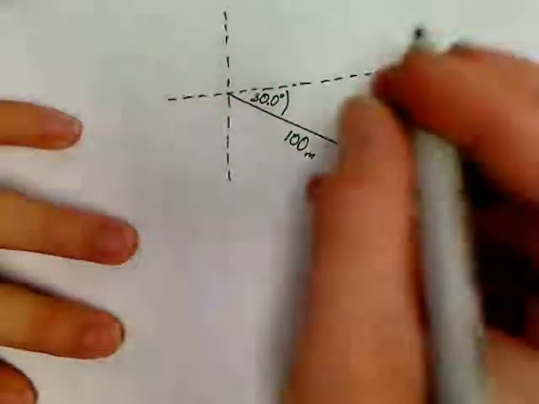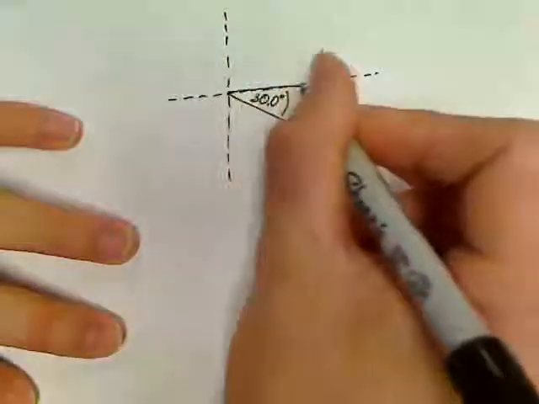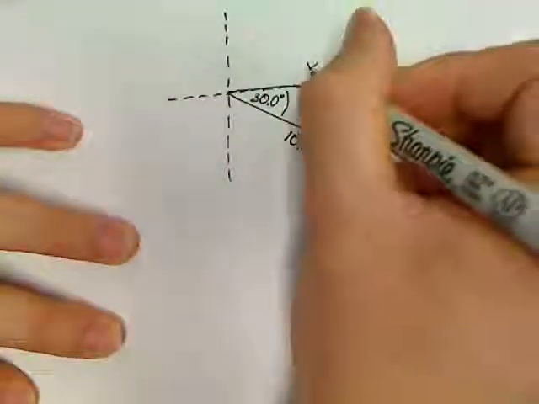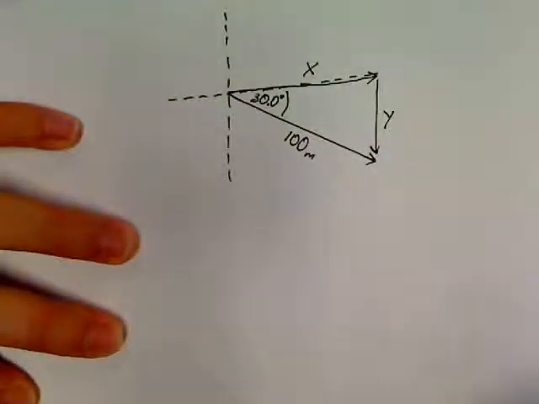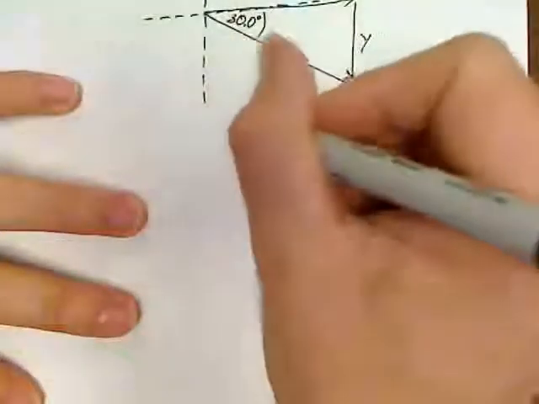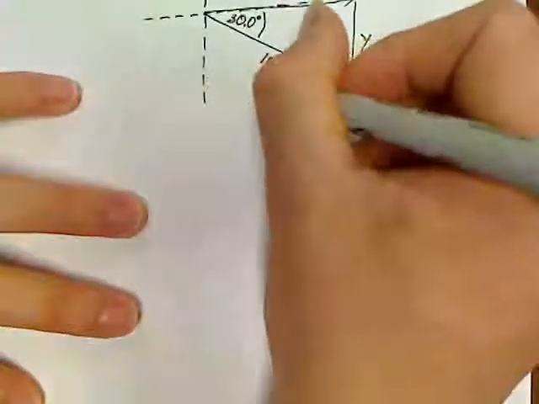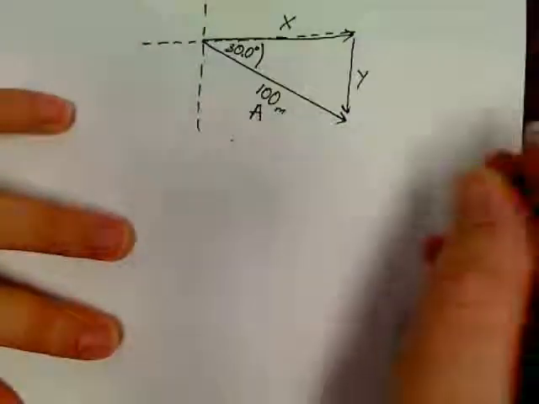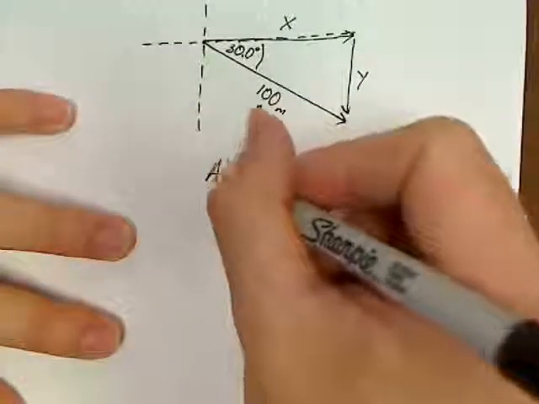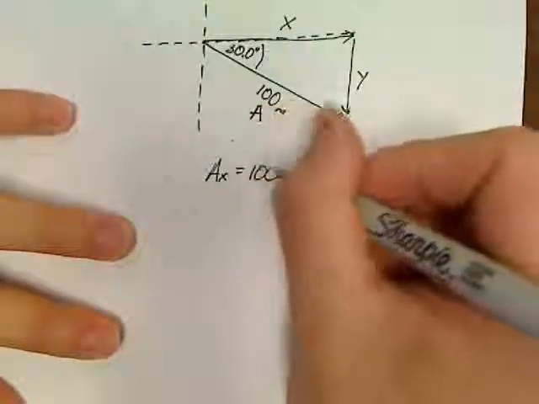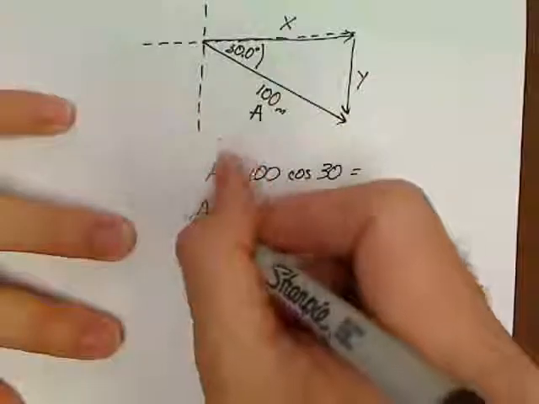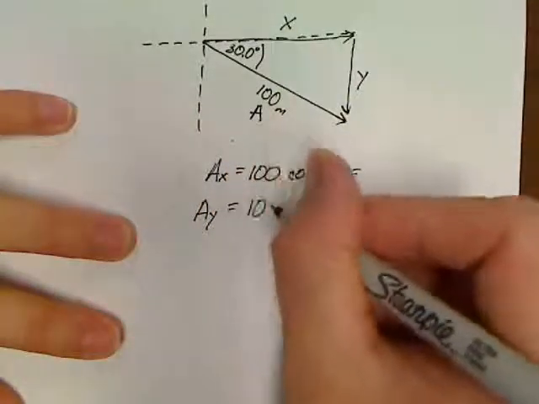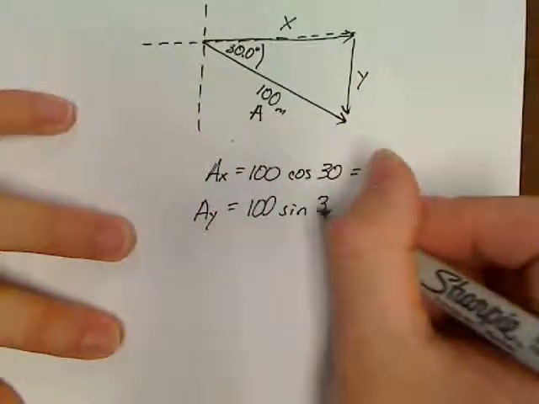So this thing has got two components. It's got the X component, and we've also got a Y component, and that's what we're looking for in this problem. If you want to find the X component, I'll call this vector A, just to give it a name. So the AX component would be 100 cosine of 30, and the AY component would be 100 sine of 30.